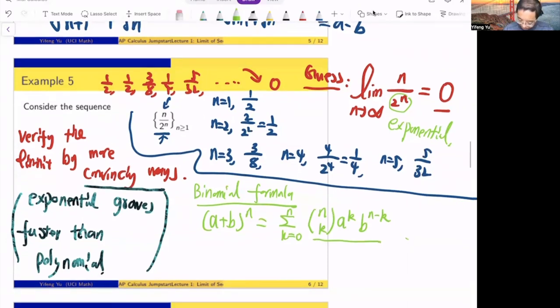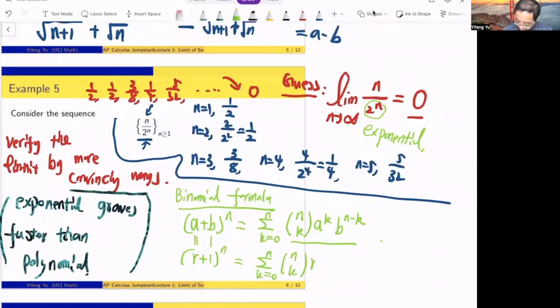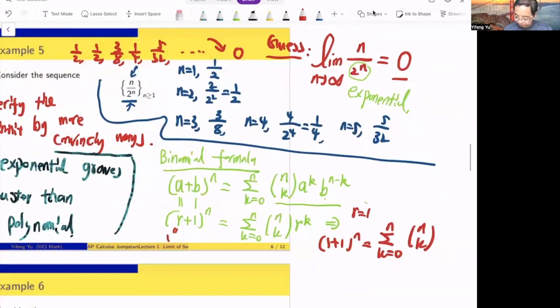Okay. And then in particular, if I say a equal to r, b is one, then we get the summation k equals zero to n of n choose k, r to the power k, and b is one, so regardless of what the powers are, it's just one, okay? And in particular, if I say, hey, what if r is one, then we just get one plus one to the power n. This will be the summation k from zero to n of n choose k, okay.